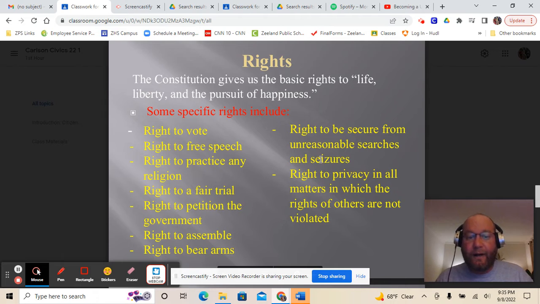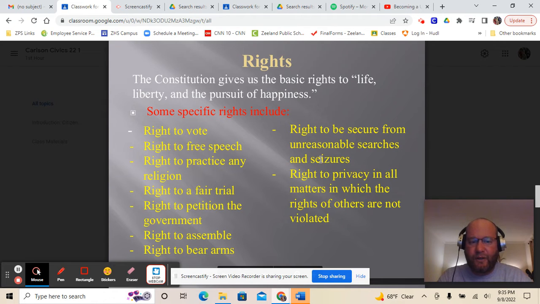The right to a fair trial. Like, we all want that. So if you're accused of a crime sometime, hopefully you're not ever accused of a crime. But if you were, you want to have a process that treats you fairly so that you can best try to prove your innocence.